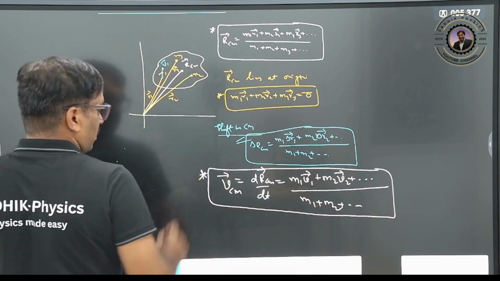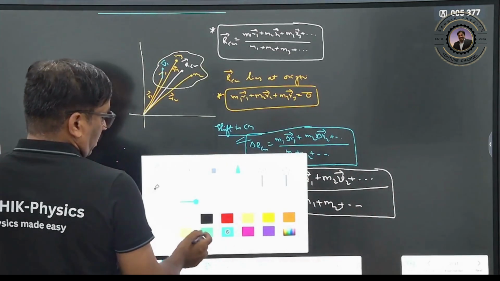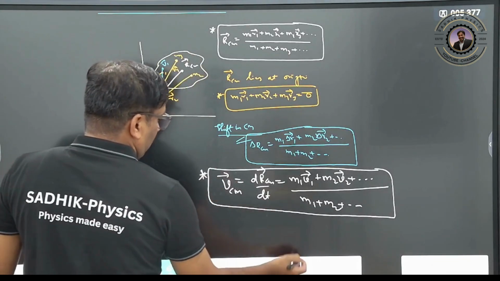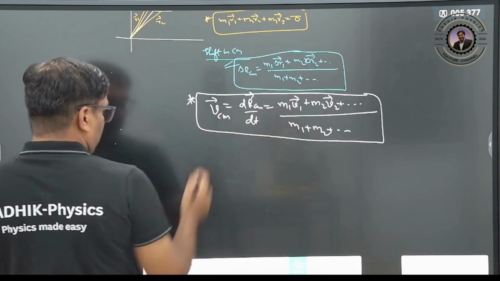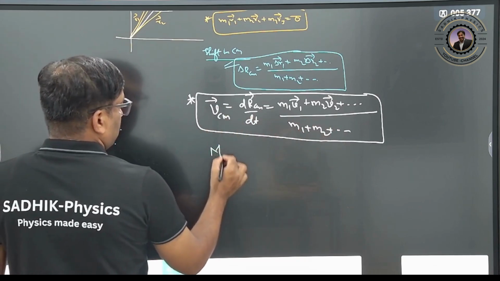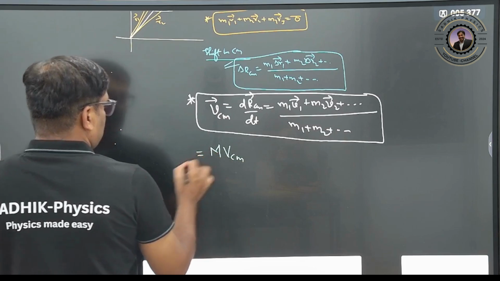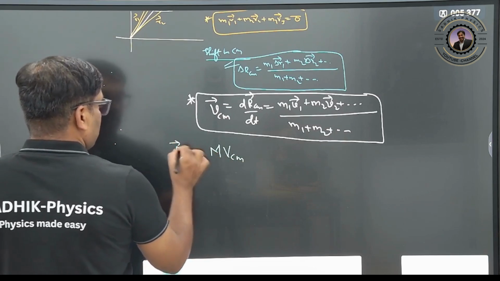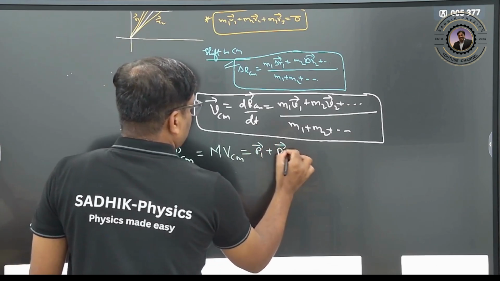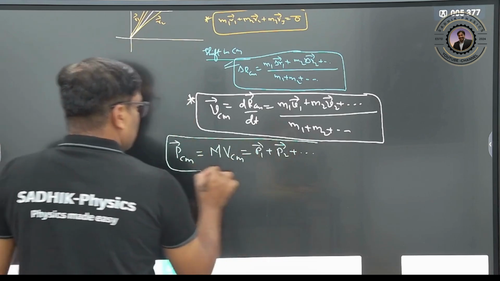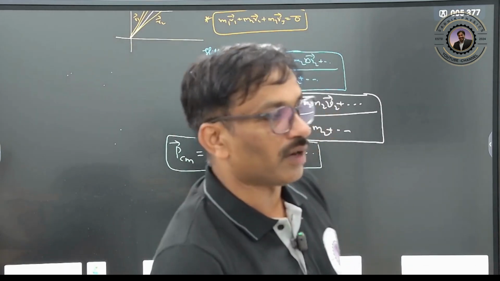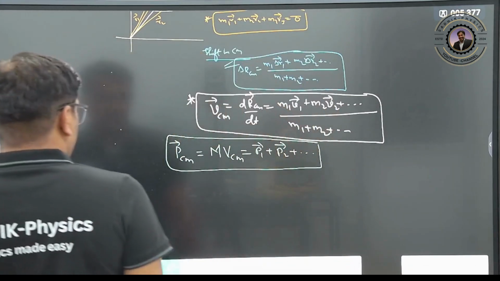This is your velocity of the center of mass. We can rewrite it: total mass into velocity of the center of mass is nothing but the momentum of the center of mass, which can be taken as the momentum of the first particle plus the momentum of the second particle, and so on. That means the total body momentum is equal to the sum of the momentum of each particle. Now clear?